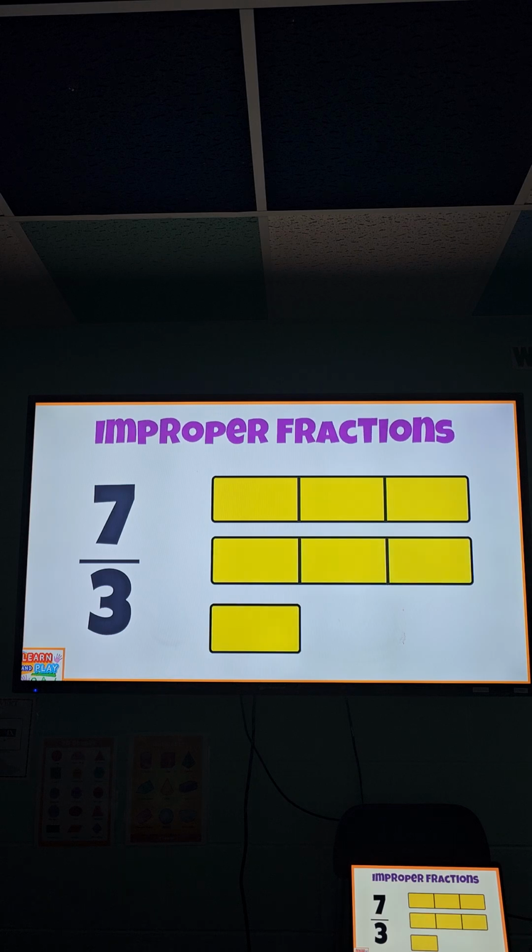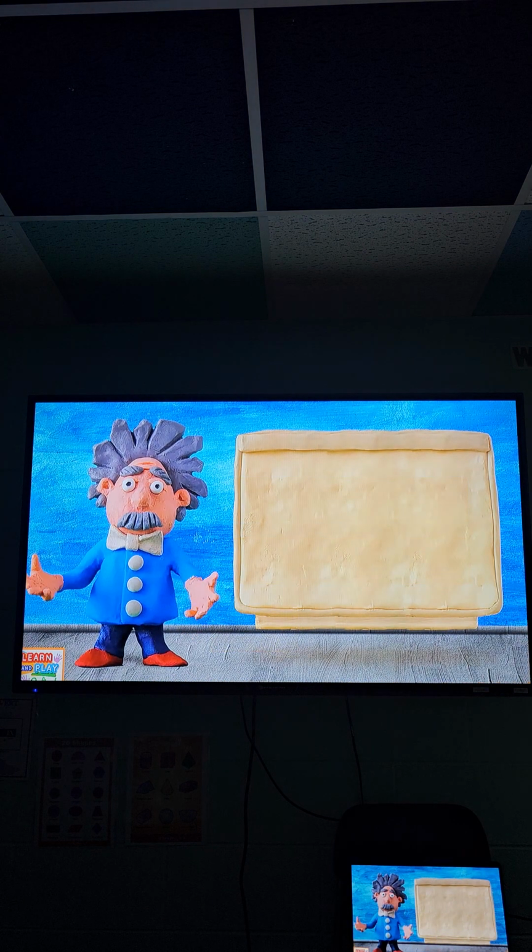Now that we have 7/3 showing, you can see that this improper fraction has indeed a value that is greater than 1, because we have more than one whole rectangle. We actually have 2 whole rectangles and an extra third. Let's recap what we learned today.